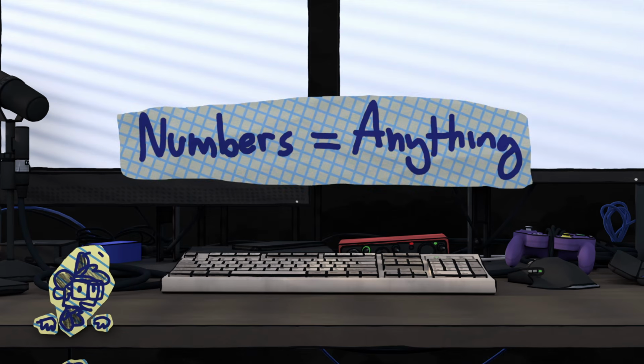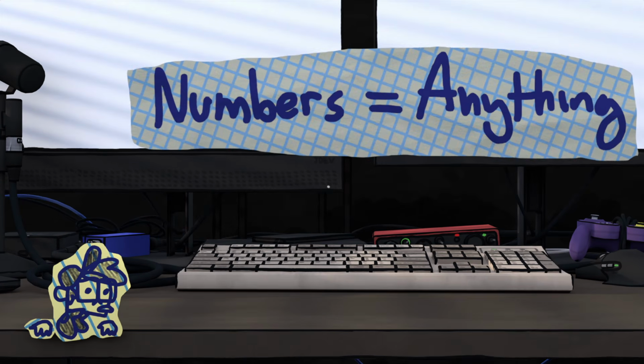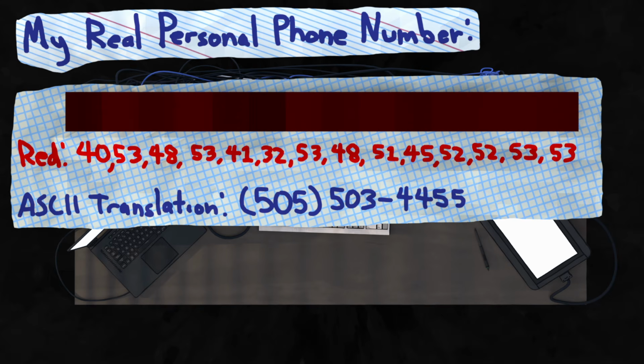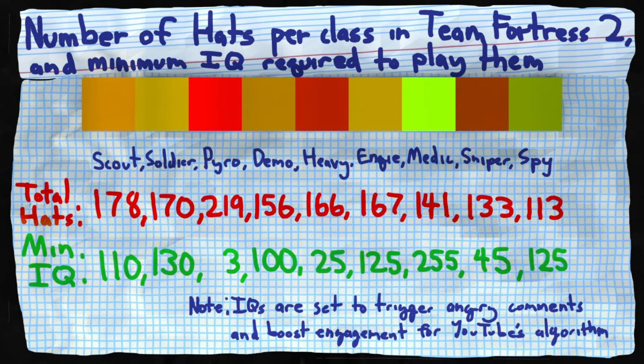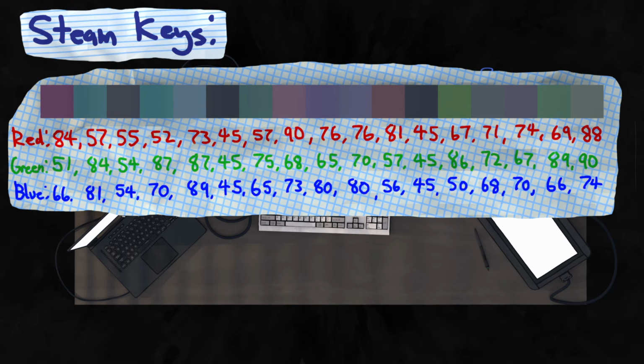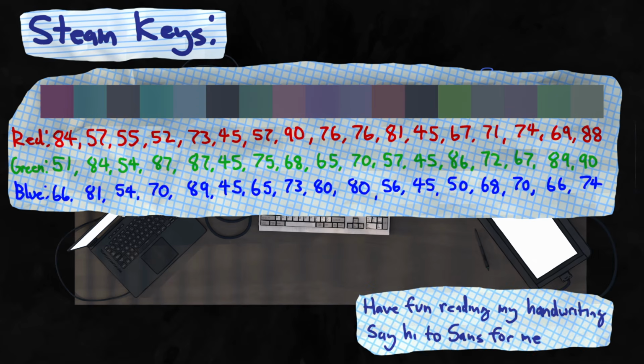And I mean anything. Like, seriously, anything. So here, on screen right now, I have a black and white texture where the values of each pixel spell out my real personal phone number in ASCII. Here I have a red and green texture where the value of red in each pixel correlates to a class in Team Fortress 2, and a value of green in that same pixel is the required IQ it takes to play them. Here's a texture where the values of red, green, and blue just spell out Steam keys to Undertale, Dusk, and golf with your friends. Good luck with that one.